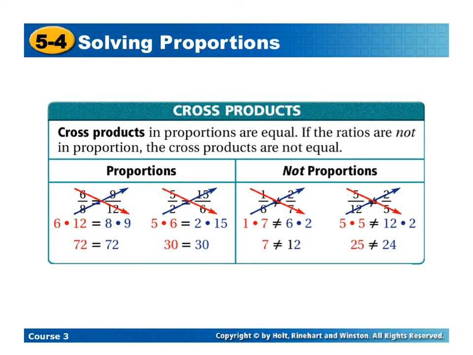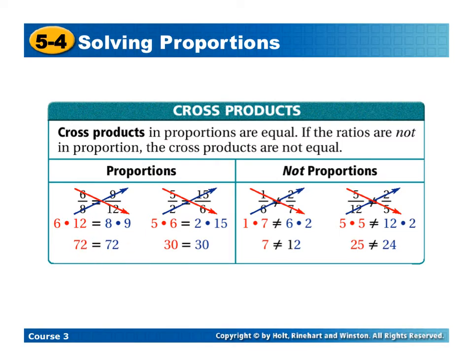However, finding common denominators is not always the simplest, and sometimes it's time consuming. So another way we can solve proportions or figure out if they're equal is something called cross products. Cross products in proportions are equal; if the ratios are not in proportion, the cross products are not equal. So for example here, 6 times 12 is the same as 8 times 9. They are both 72.